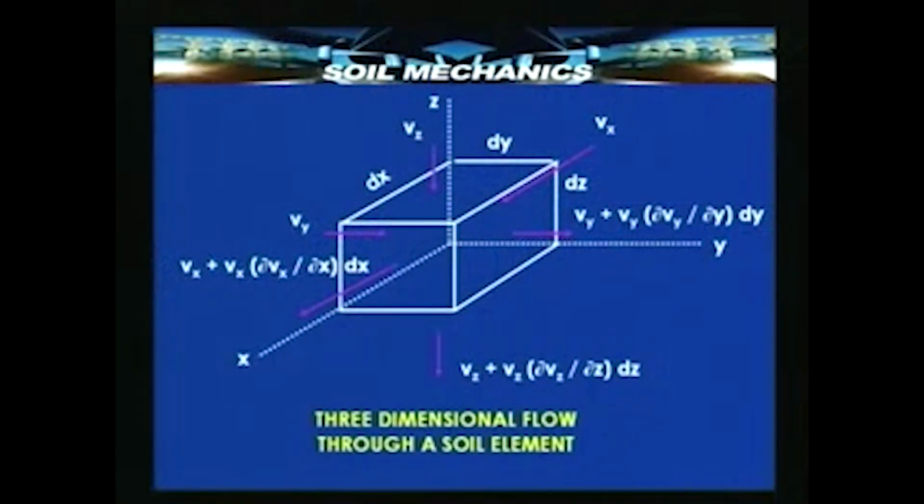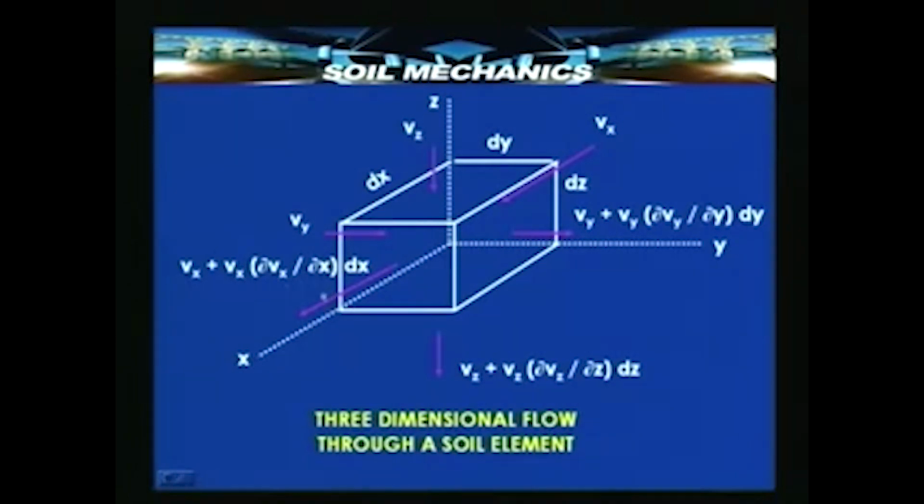Let us see the next slide. You will find here a typical soil element once again, and I have shown here the flow of water in all 3 directions. See, if I take x direction, Vx is the flow of water per unit time over this area dy dz, quantity of flow per unit time because velocity represents quantity of flow per unit time per unit area, and this is the outflow per unit time per unit area in the x direction.